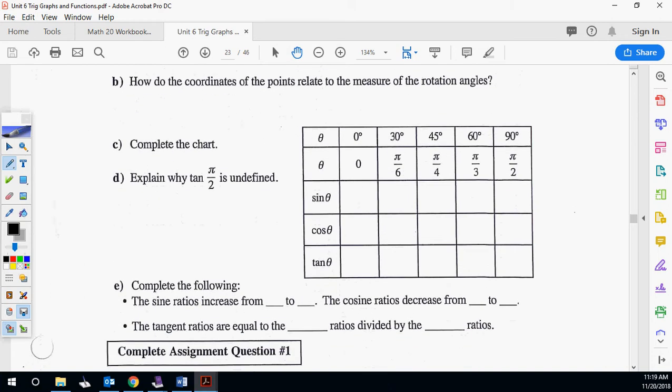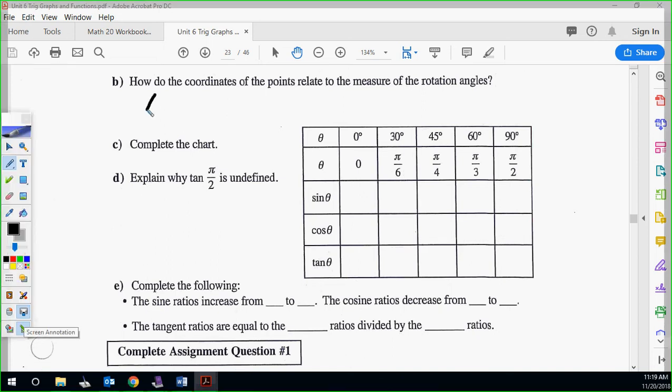How do the coordinates of the points relate to the measure of the rotation angles? Okay, so the x coordinates are cosine. The y coordinates are sine. Complete the chart. Okay, so we're going to complete the chart here.